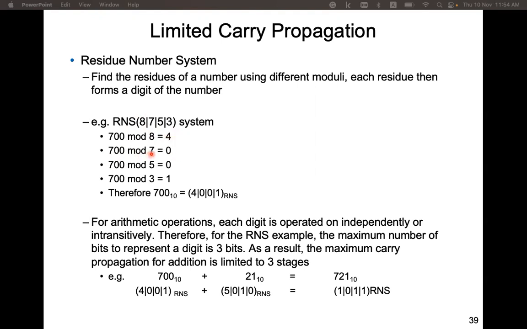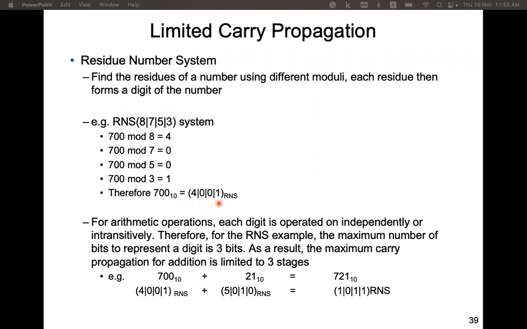700 divided by 7, remainder is 0. So the second basis, 700 divided by 5, remainder is 0. 700 divided by 3 is 1. So an RNS system depends on the basis. Here we use 4. So the decimal number 700 is represented in this residual number system this way: 4001.